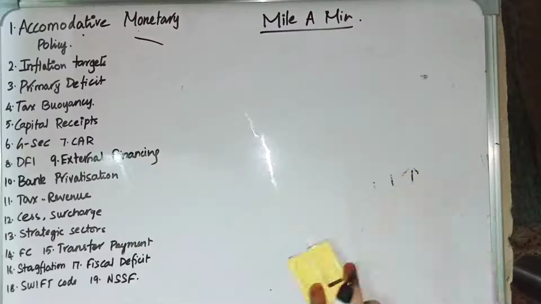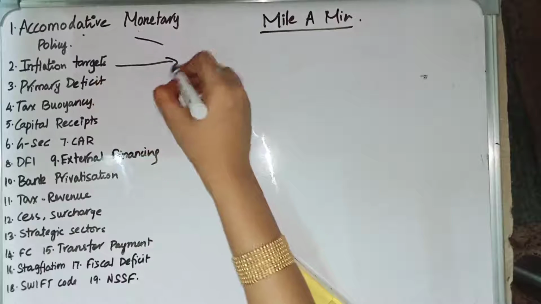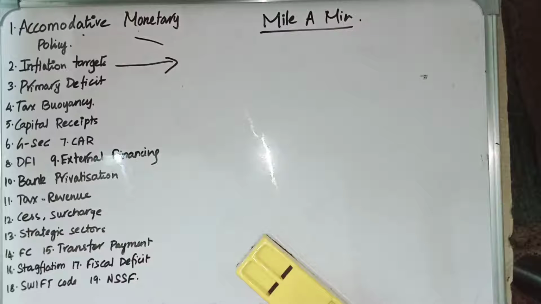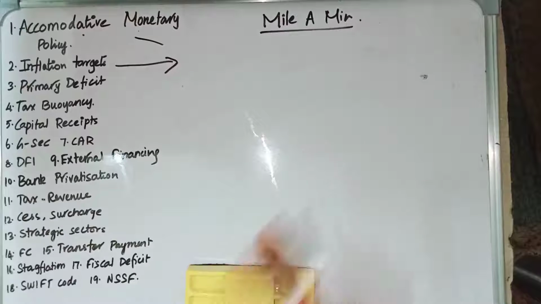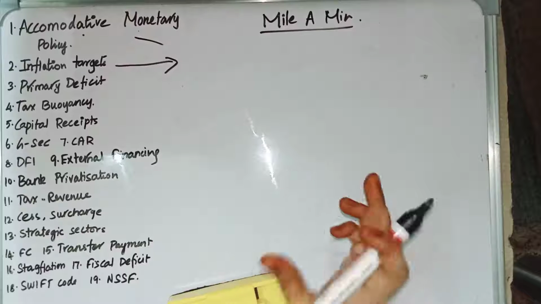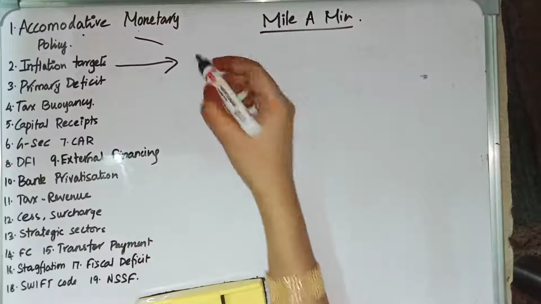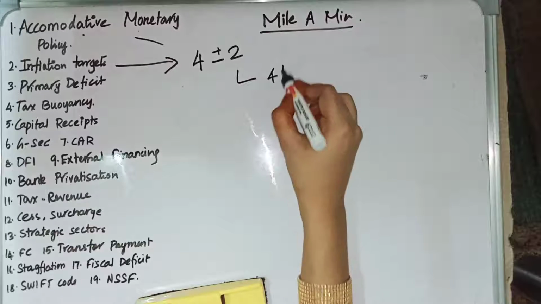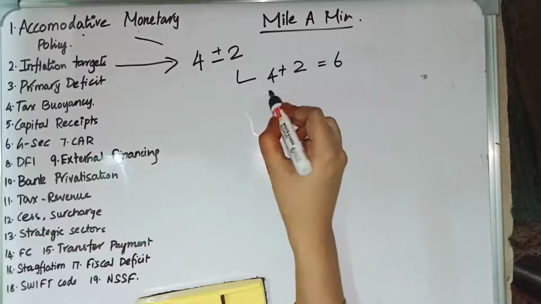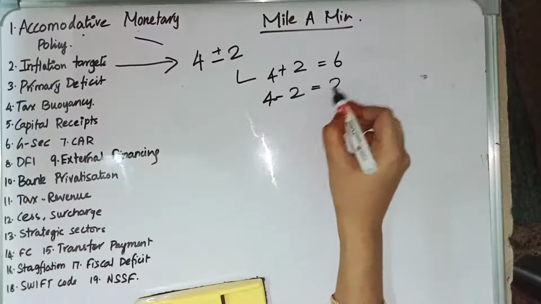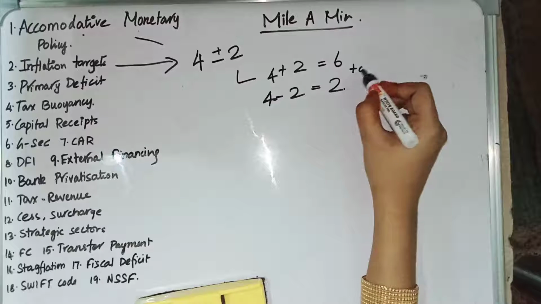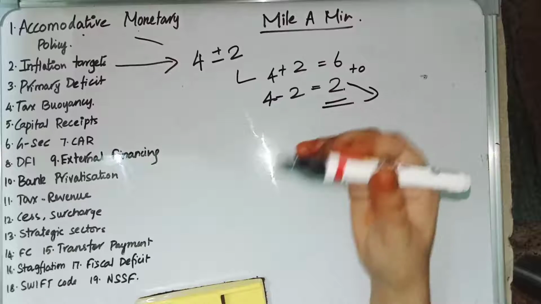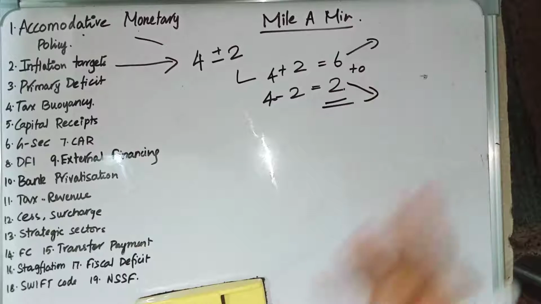Then we have the inflation target. We have already seen what inflation is. Inflation is the persistent rise in price level, and we have a target to be achieved, and that is the inflation target. For India it is 4 plus or minus 2. If it is 4 plus 2, then it is 6. If it is 4 minus 2, it is 2. Our inflation target is from 2 to 6. Our inflation should be between 2 and 6. So 2 is the lower tolerance level, whereas 6 is the upper tolerance level.